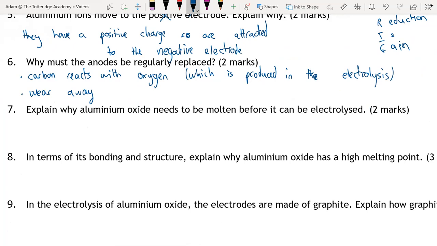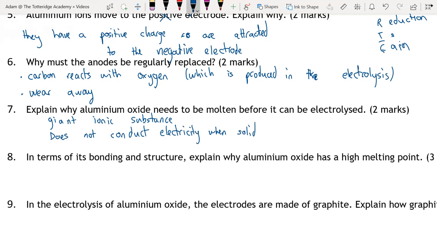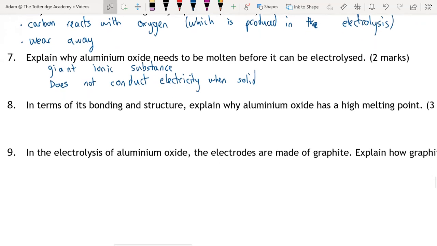Explain why aluminium oxide needs to be molten before it can be electrolyzed. So you'd normally get a mark for saying it's a giant ionic substance, and it does not conduct electricity when solid. And I don't have videos on structure and bonding yet, but I will at some point, so you can check that out later on.